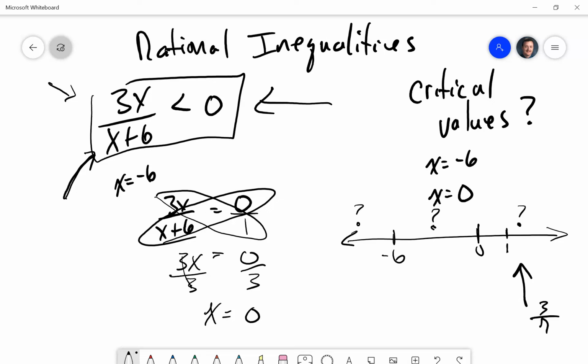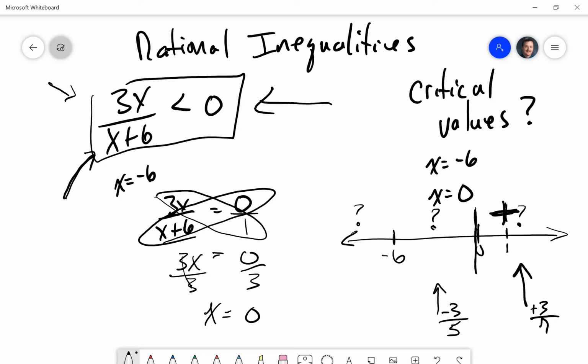Well, I really don't care about the number. I just want to know if it's positive or negative. In this case, it would be positive. So in this region over here to the right, it's going to become positive. I don't want that. I want to know when it's less than 0, when it's negative. So let's try this area here. An easy number there would be -1. If I plug in -1, 3 times -1 would be -3. And on bottom, -1 plus 6 would be 5.